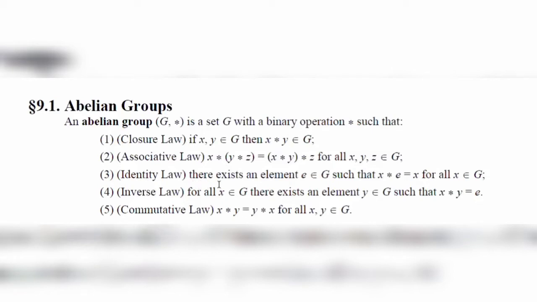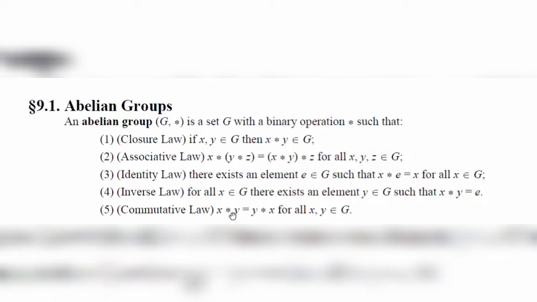Next is identity law. There exists an element e belonging to the group for which if we subtract, multiply or apply any operation which is given to us, we'll get our same element which belongs to the group G. Next one is inverse law. For all x belonging to G, there exists an element y belonging to G such that if I multiply or add or apply any operation which is given to us, I'll get the identity. And both the elements belong to the group.